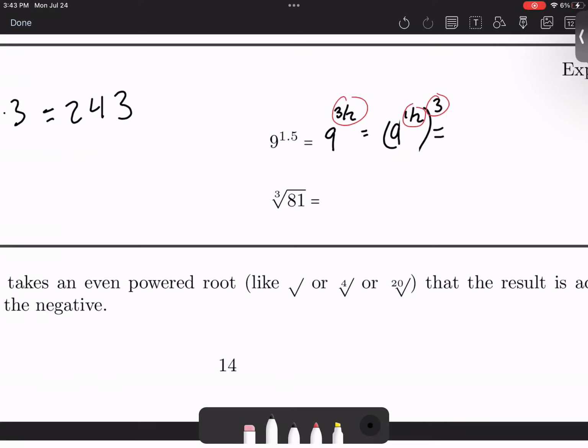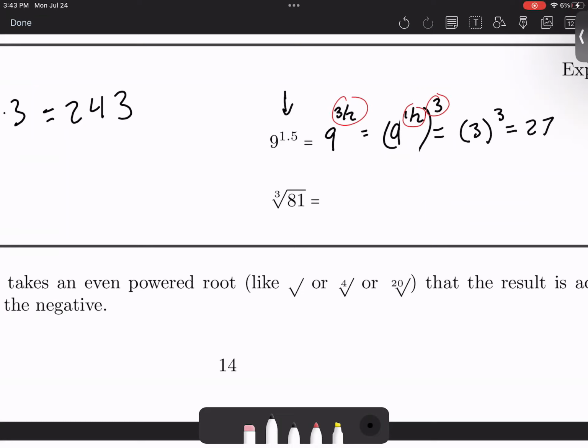And the reason that I did this is because initially I might have needed a calculator, but now I don't need one. 9 to the 1/2, that parentheses is just the square root of 9, which is 3. And now 3 cubed is 27.